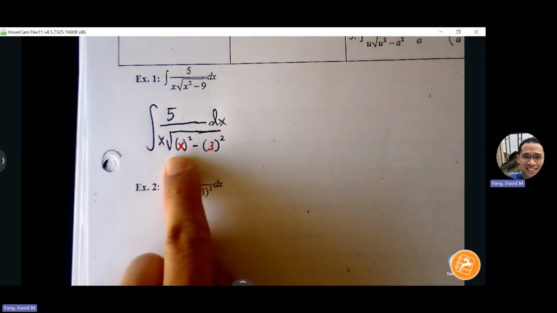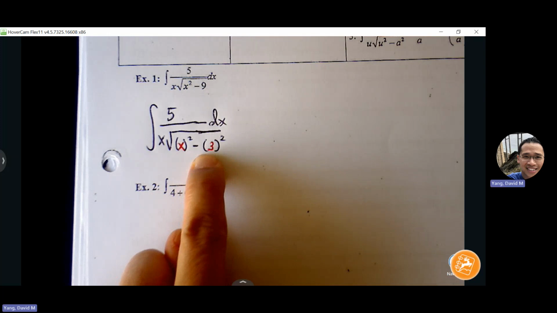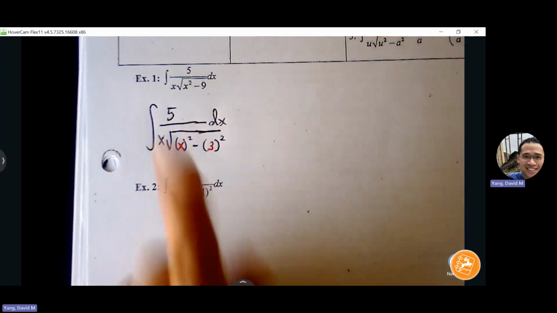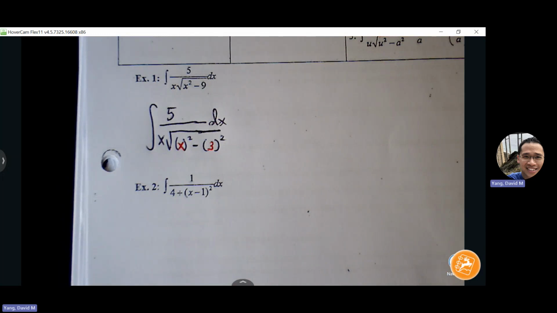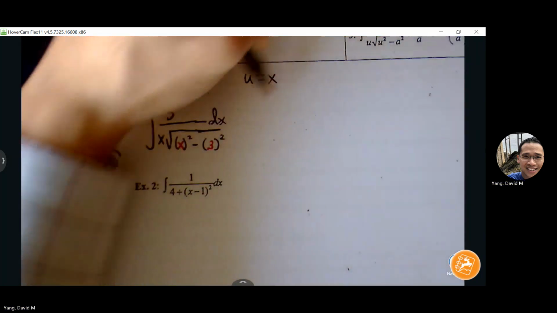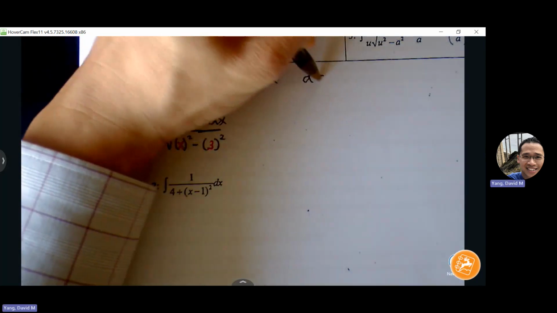Now, which one is the a and which one is the u? x is the u and 3 is the a. How do we know that x is the u and 3 is the a? a is a constant. Good. a is a constant, so we'll keep reminding ourselves. How do I know which is which? It's because one is a variable, the other is a constant. So my u is x and my a is 3.